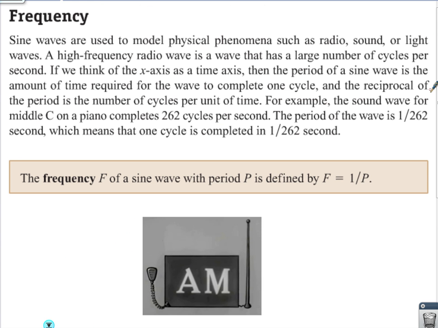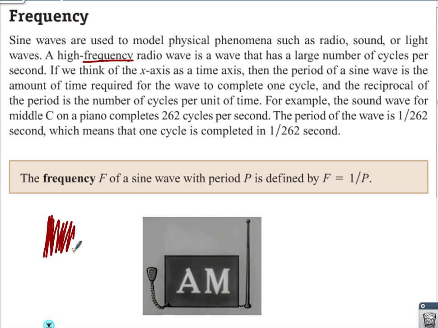So sine waves are used to model these phenomena. A high-frequency radio wave is a wave that has a huge number of cycles per second. That's high frequency. So high frequency looks like that. Gets over and over and over. Lots of waves in a single second.